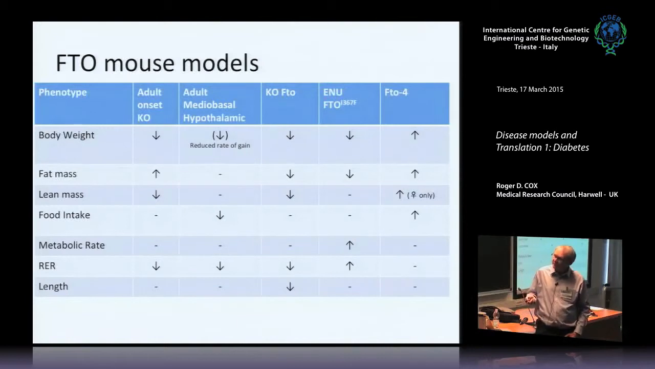We also did another experiment, which I haven't shown you but which is in that PLOS Genetics paper: a medial-basal hypothalamic knockout, using a virus targeting vector to deliver Cre to knock out the FTO just in those parts of the brain, where we saw only a moderate reduction in body weight.